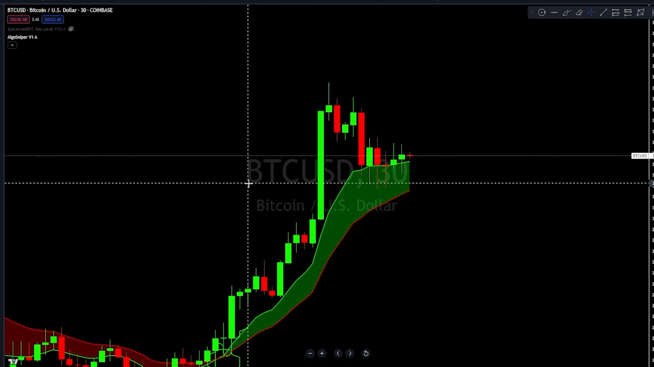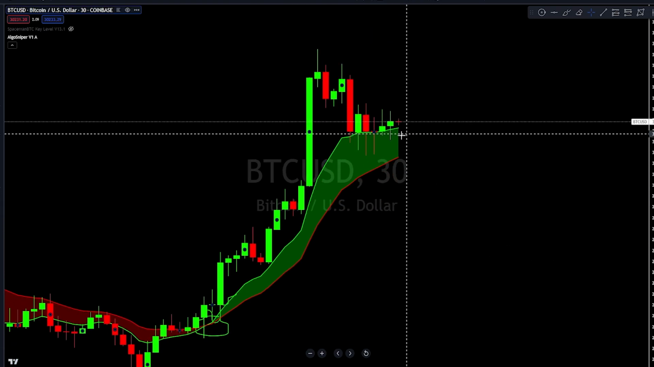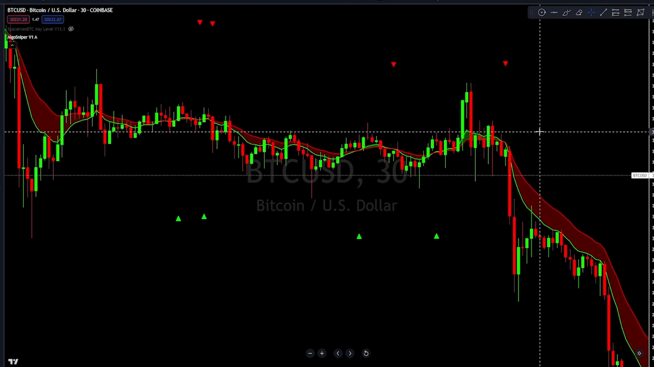Then the bands can also give us support. When the price is above the bands holding support, that's pretty strong. That's pretty bullish. But look at this.